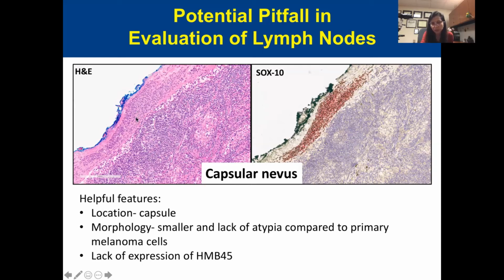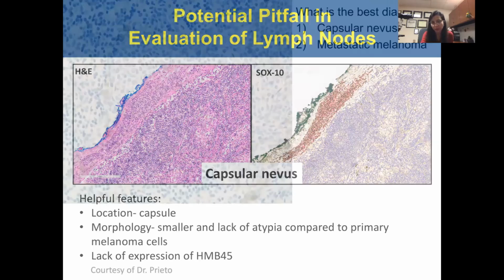Because it's called capsular, it should be intracapsular, not subcapsular or intraparenchymal. The other thing is comparing with the primary melanoma. The morphology should be smaller and should not show any atypical cytology. And if you need it, you can do HMB45, because HMB45 will show patchy or diffuse staining in melanoma cells, but relatively no staining in the nevus cell or capsular nevus cell.